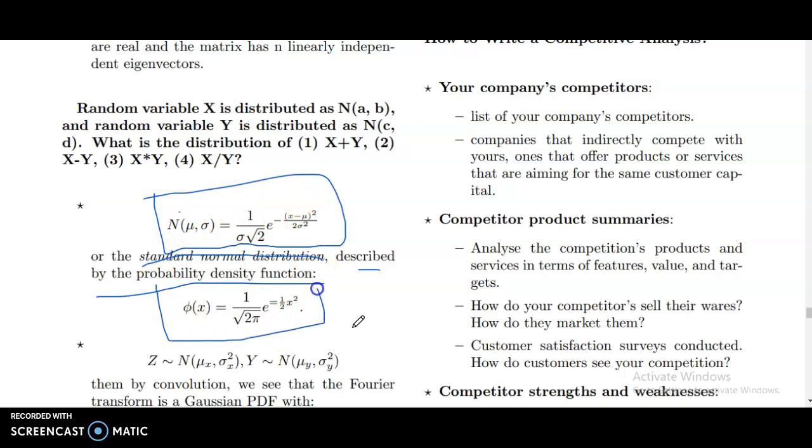Probability density function, this is the formula. N of mu comma sigma equal to, we have to take 1 from sigma root 2 pi, reduce scaling, then multiply with sigma, then multiply with e power x minus mu whole square.